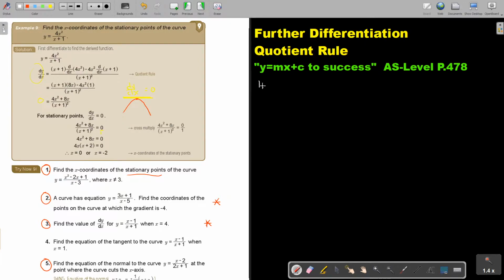Okay, number 1. Find the x-coordinates of the stationary points of the curve. Now, it's more or less exactly the same. Now, in this case, they didn't do it, but they could have right here, where, and what will I write here? And I'm going to leave it out. Why am I writing this? Because as soon as it's 3, then it's going to be 3 minus 3, which will lead to division by 0, which is undefined. And that's why they are putting that sentence.